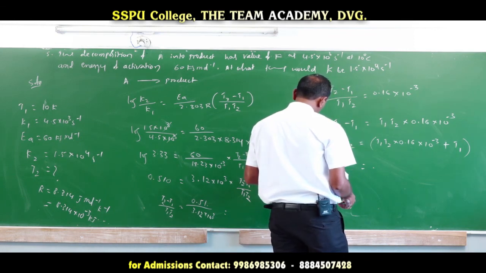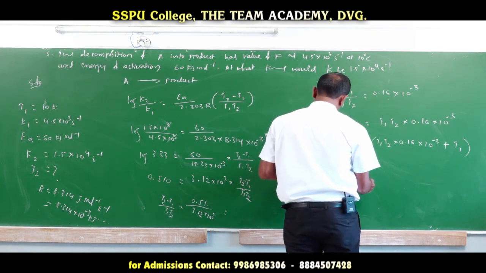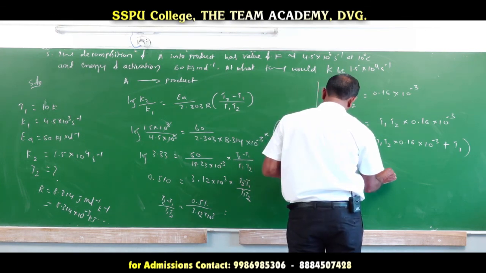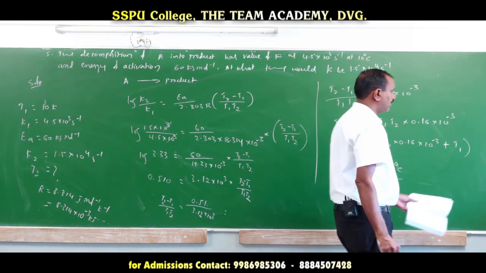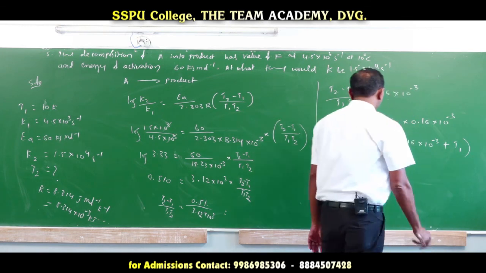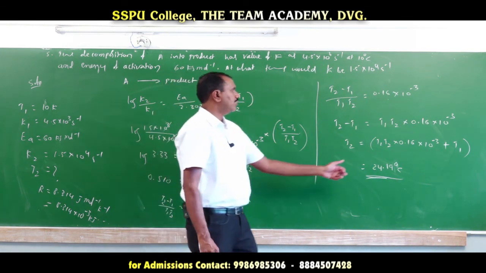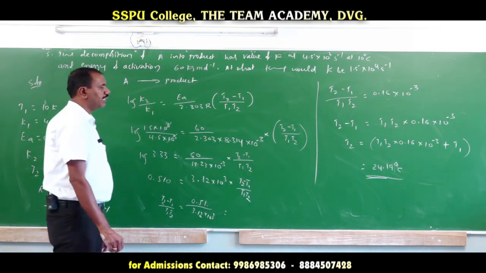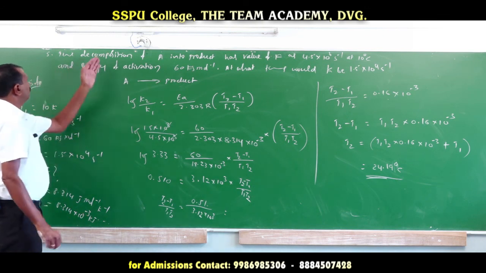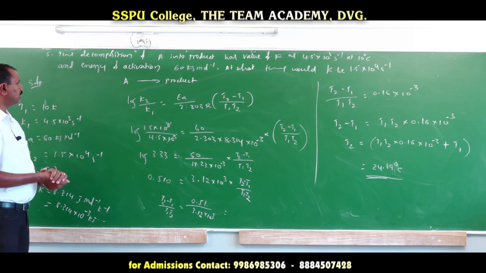So that is nearly 24.19 degrees Celsius. Okay. So after substituting the value of T1, finally we can get the T2 value. So that value becomes 24.17 degrees Celsius. So for the decomposition of A into product, A gives the product.